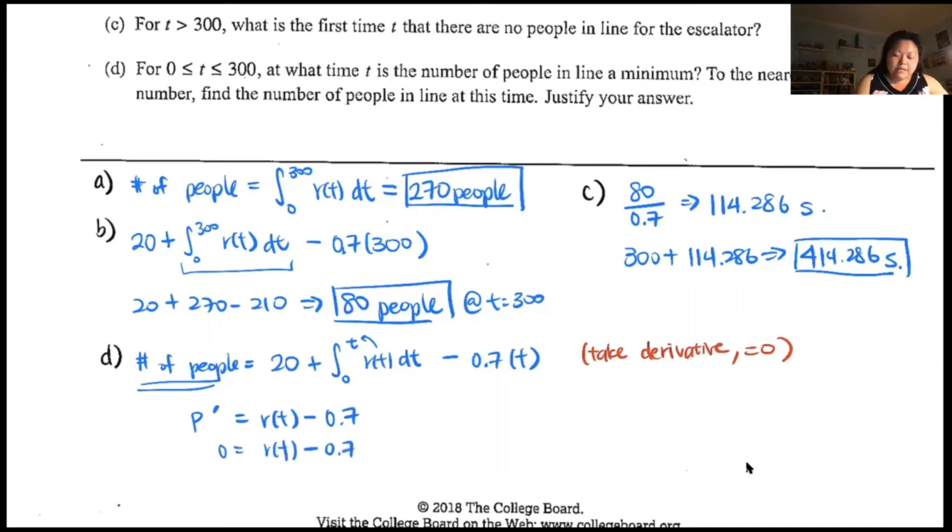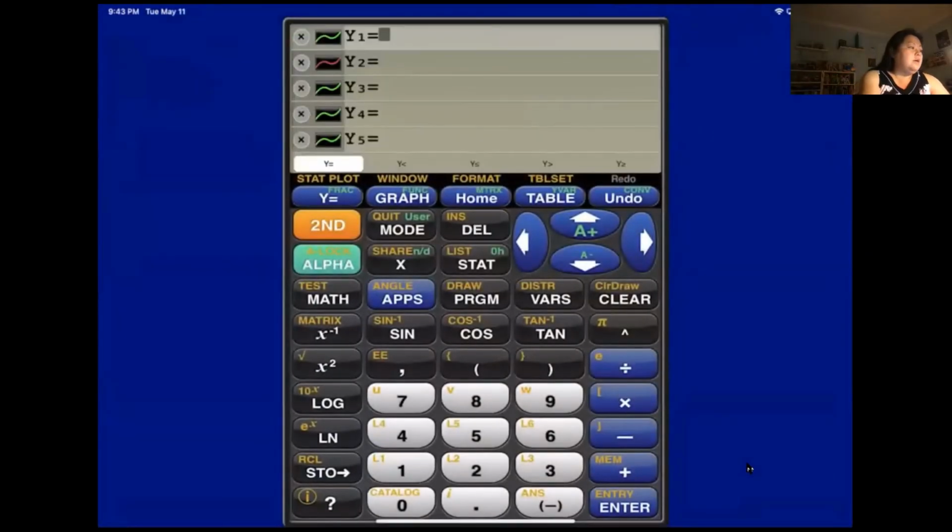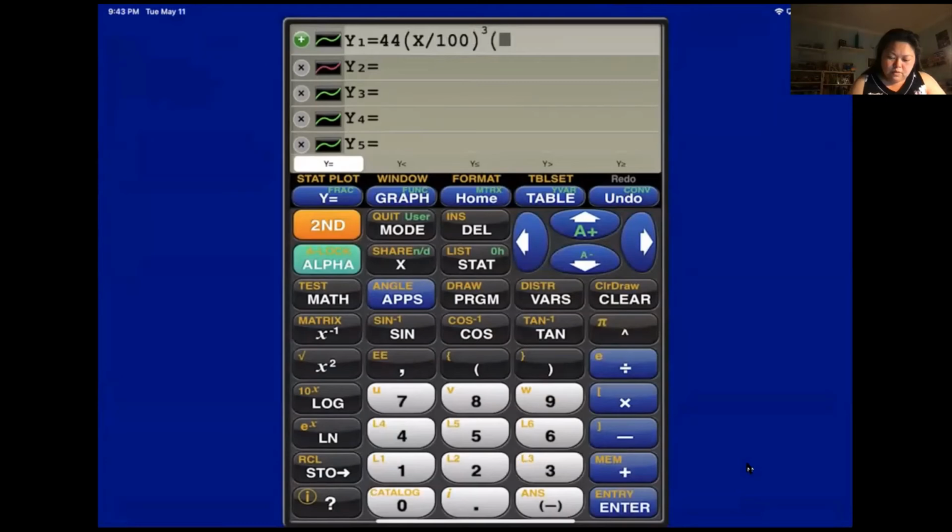So when are you going to have a maximum or minimum? When you're going to have an extrema, when r of t equals 0.7. Okay, so we've got to use a calculator to find this and figure out when the t are. So r of t equals 0.7. It's a little bit easier to go with the graphing style, but r of t is kind of ridiculous, but we're going to try our best. So 44 parentheses t over 100 cubed, parentheses 1 minus t over 100 to the 7th power. And when is that equal to? 0.7. Let's give you a fun graph.